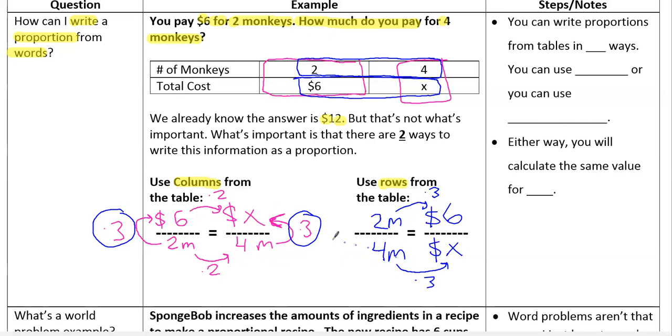So we can solve these proportions whether we use columns or rows horizontally or vertically. To get from 2 to 4, I multiply by 2. I could have multiplied 4 by 1/2 as well. But then to get from 6 to x, I also multiply by 2, and I get 12 bucks. Okay, so we have vertical and horizontal, but more importantly for now, just you can write proportions from tables in how many ways? Columns, rows, 2 ways. You can use rows or you can use columns.